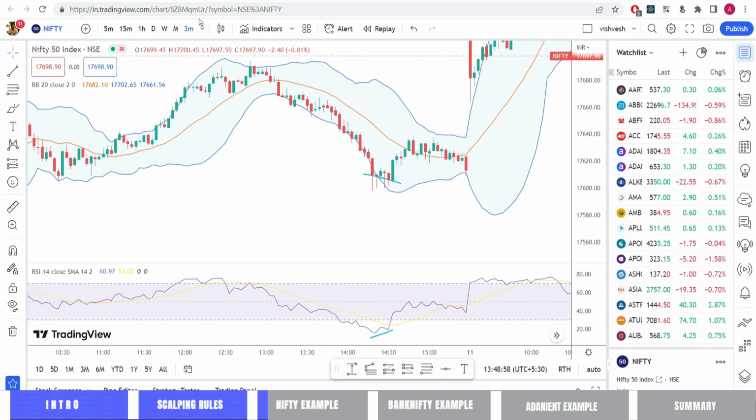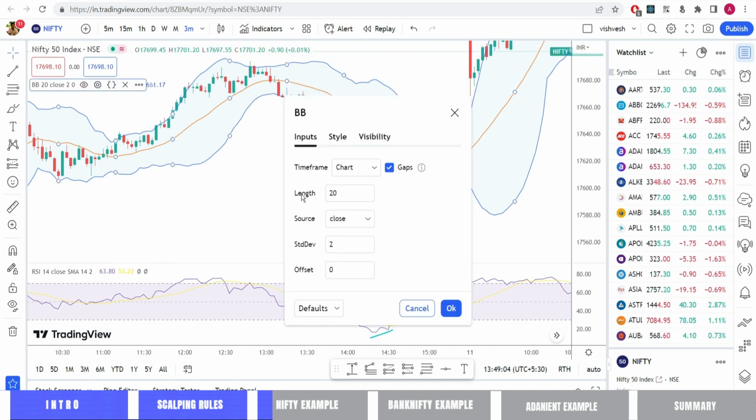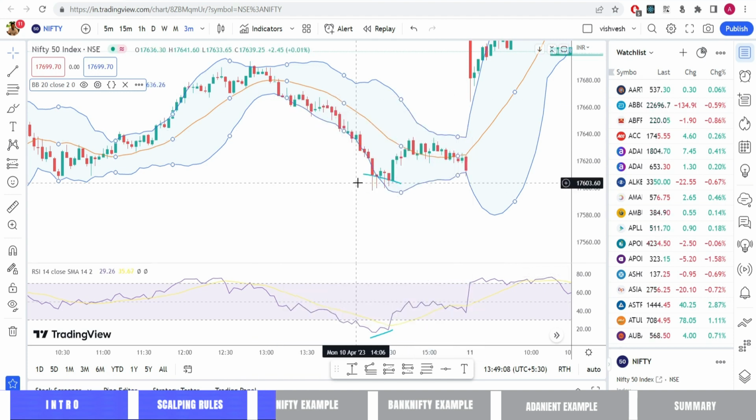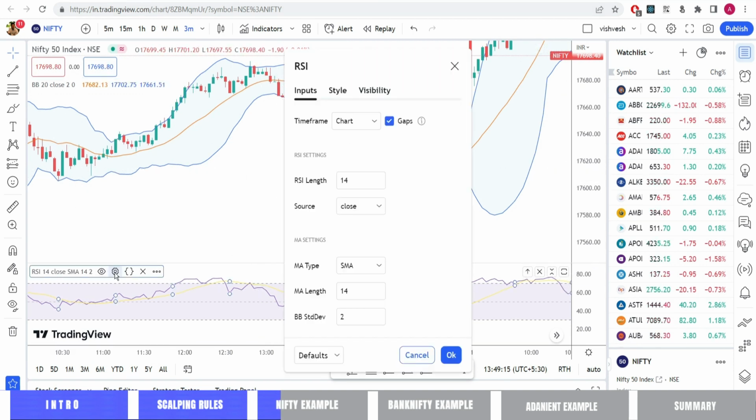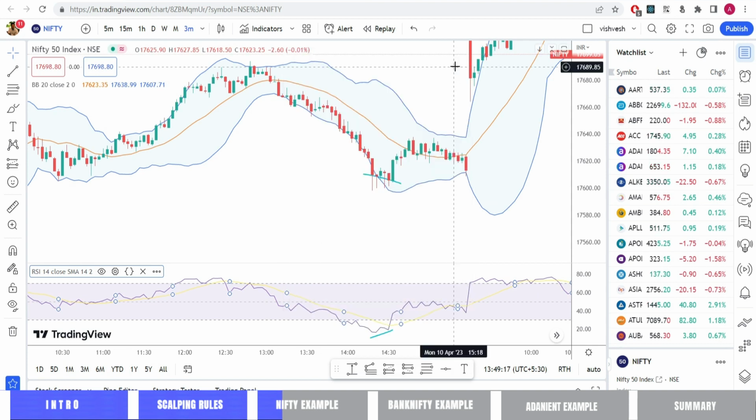And in this I use basically three parts. The first thing is Bollinger Bands. Let me show you the settings. It's the normal setting, 20 length, the closing basis, and standard deviation is 2. That's the first indicator which I've added to my 3 minutes time frame on Nifty. The second indicator is the RSI, again the normal indicator, RSI 14. And the third thing that I'm going to use is RSI divergence.